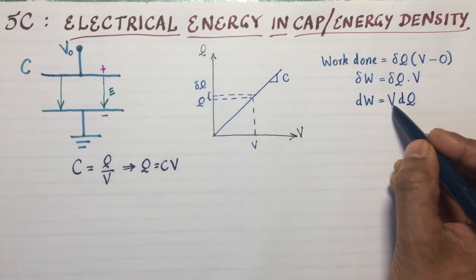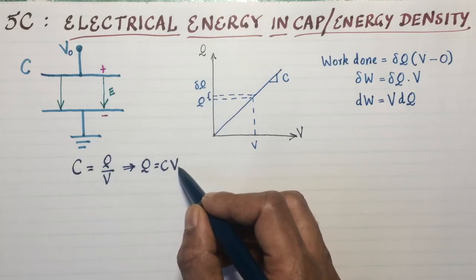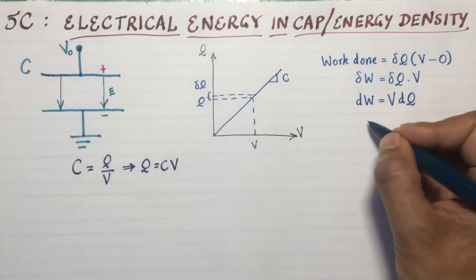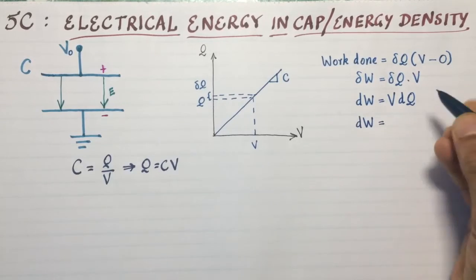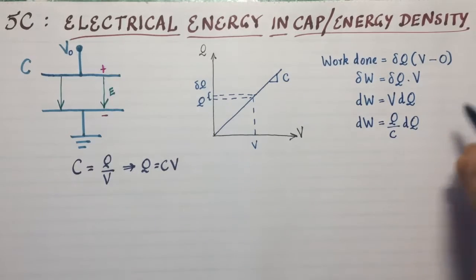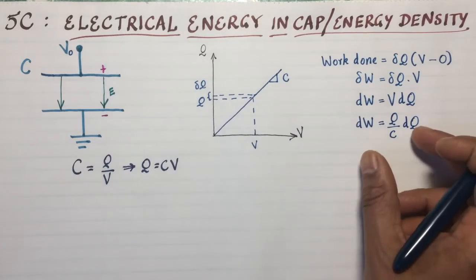But the voltage itself changes with time. However, the voltage change is given by this equation. So V equals Q over C can be used. So I get dW equals Q over C times dQ. Now it's in a very nice form. The left hand side only depends on W and the right hand side only depends on Q.